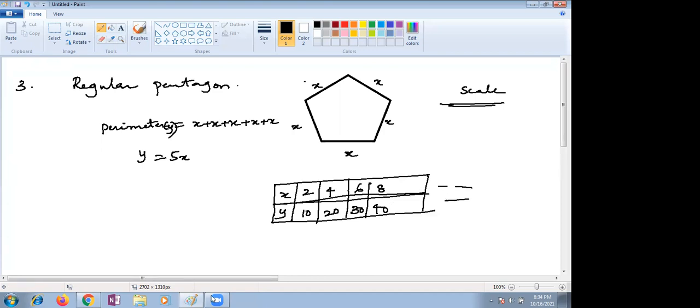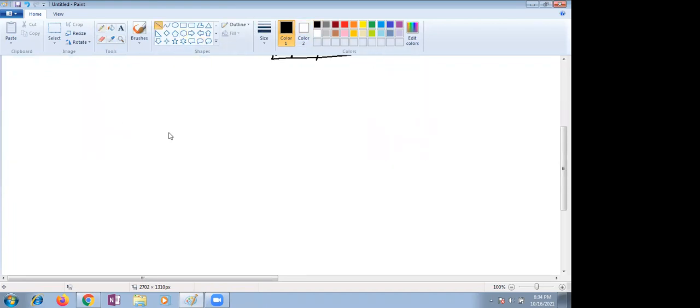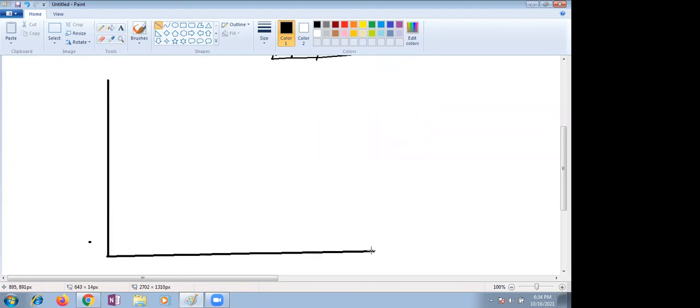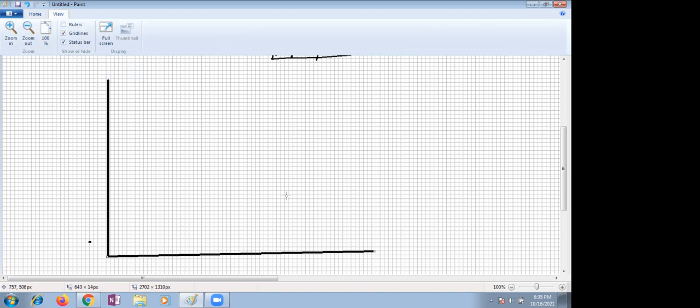Then you have to draw your graph, children. In the same way you have to construct the x-axis and y-axis. Ma'am, there is a graph sheet in Paint, ma'am. Oh, there is a graph sheet in Paint? Yes, ma'am. You can click the View tab, ma'am, next to the Home tab. Then you have to click Gridlines, ma'am. Okay, right. Thank you. Very good. Thank you.